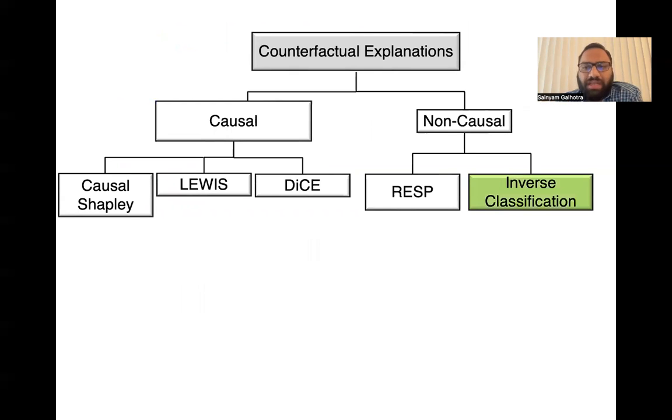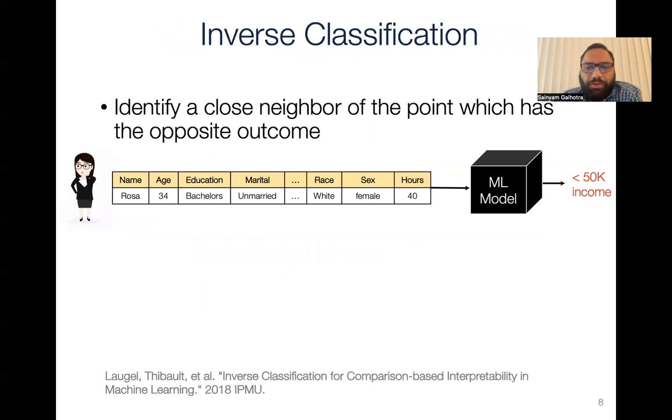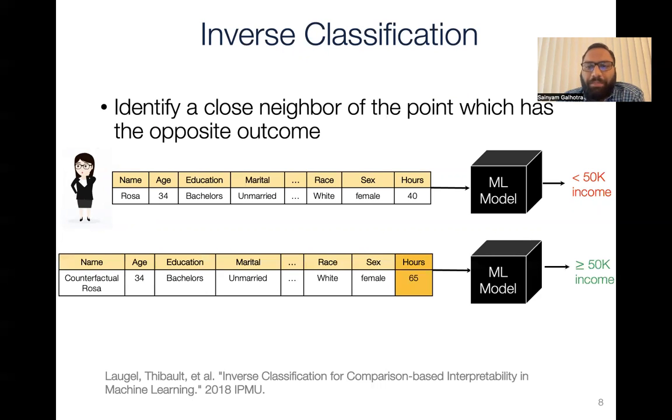Let us start with inverse classification, which is a non-causal technique from a 2018 paper by Laugel and others. This approach considers the input instance and aims to generate a counterfactual instance with a different classifier outcome. For example, we show the counterfactual Rosa, who has higher number of working hours to have income more than 50K.